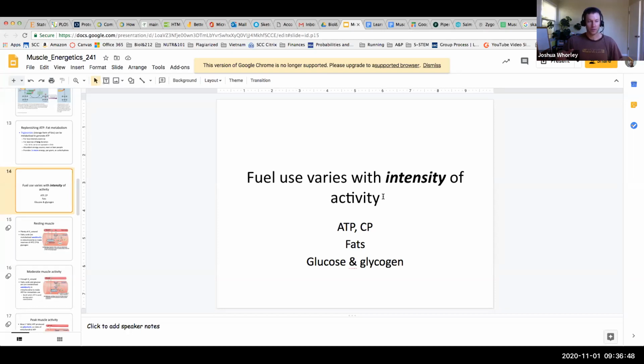And if the absolute demand over some interval of time is very high, we call that high intensity. And if the absolute demand is low, we call that low intensity, and moderate or medium intensity for an intermediate amount of ATP required. So we're going to think about that.